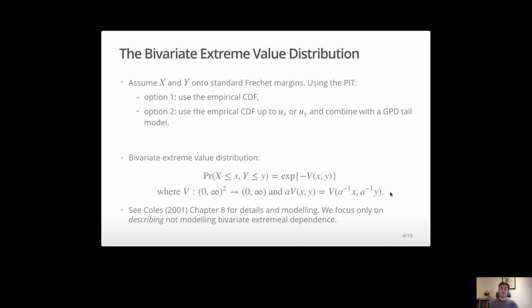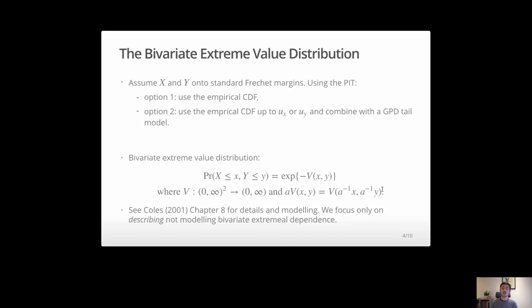Additionally, it's going to satisfy the property that a times v of y is equal to v of x over a and y over a. And the formal term for describing this function v is that it's homogeneous of order 1. So this result we're not going to use any further. I just stated it so that you're aware of it.